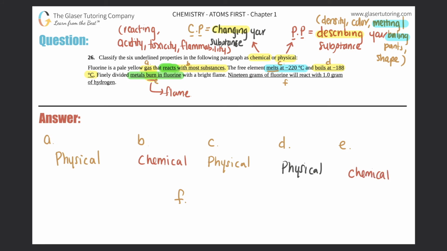And last but not least, it says 19 grams of fluorine will react with 1.0 grams of hydrogen. Any key words here? Oh, it says reacts. Reactivity is changing your substance. So that's a chemical property. So there you guys go.